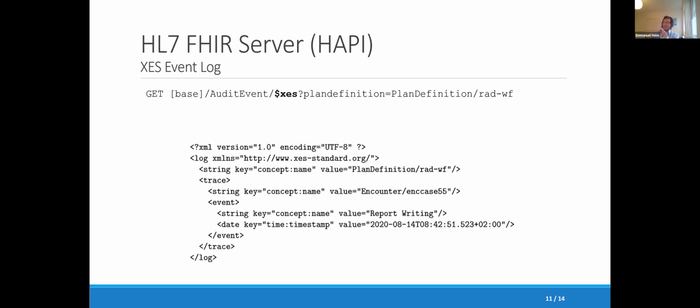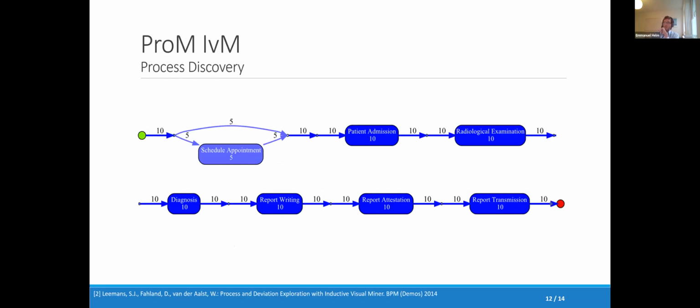Of course, from there on, it's quite easy. Having an XES event log makes it possible to discover, or in our case, to rediscover the process model that we used initially for simulation. So the result, as expected, equals the input model.